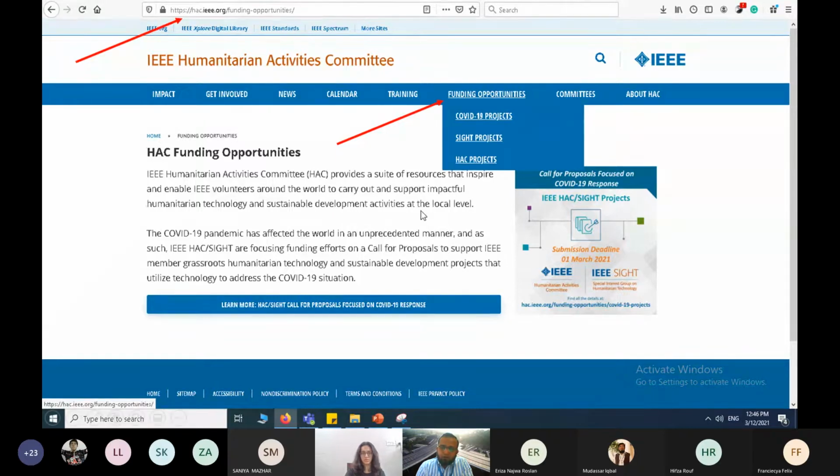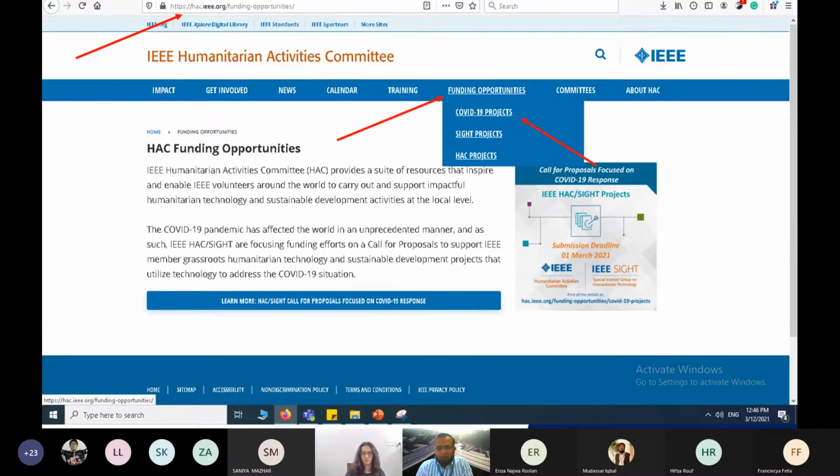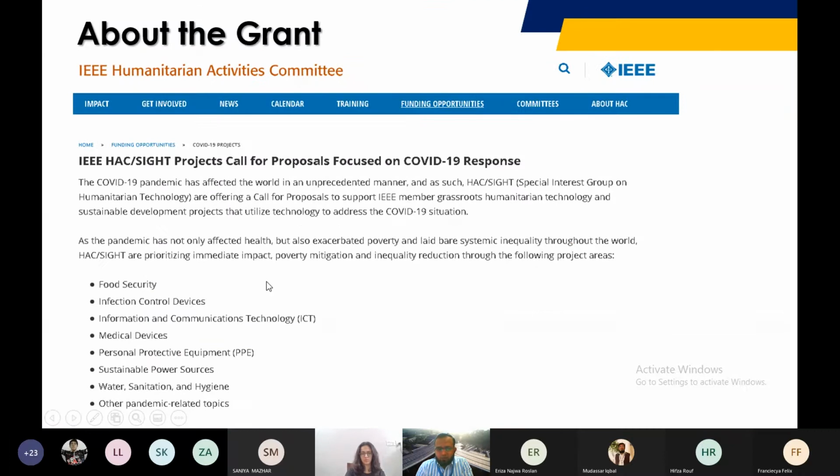So over there, this is the COVID-19 project. When you click on COVID-19 projects, it will direct you to another page, that is this one. If you can see, it has some areas. It is not limited to simple ideas, but also welcomes science and technology oriented proposals. It invites food security based proposals and infection control devices; if someone is from biomedical engineering, they can easily participate in it.